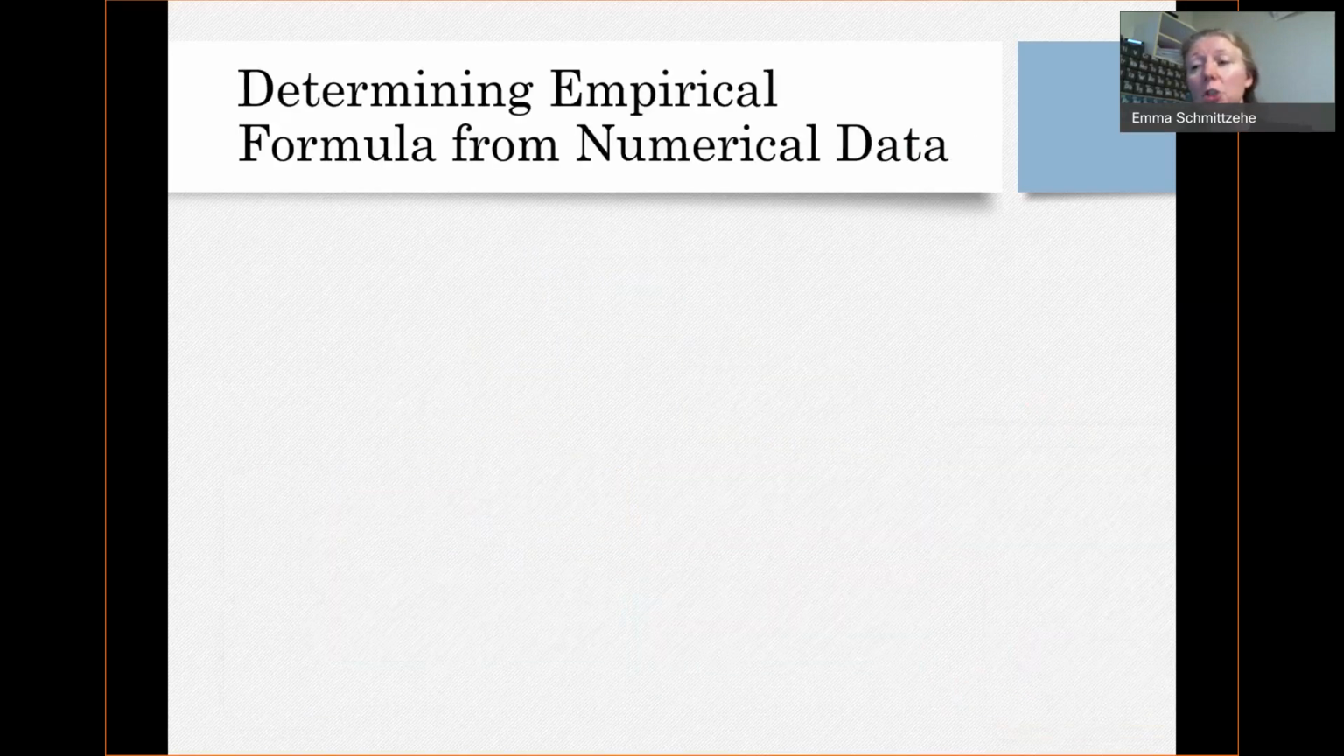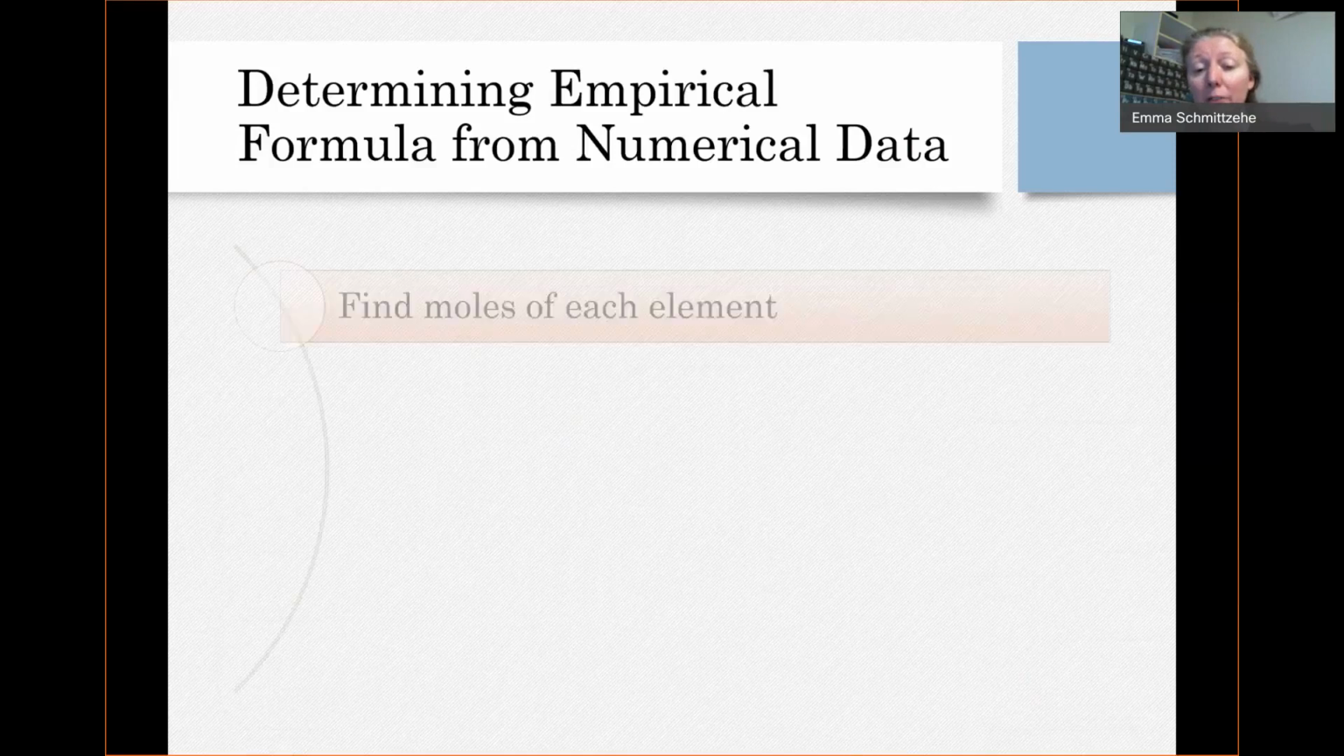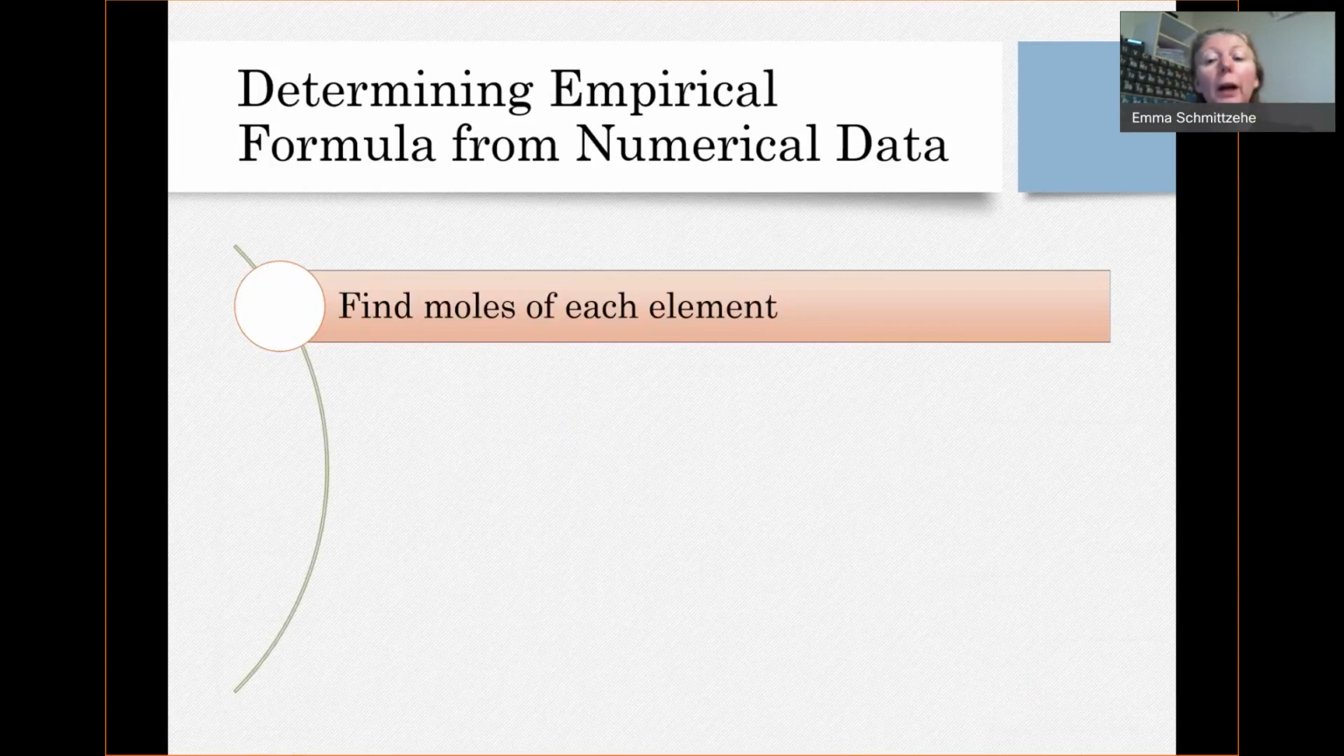So let's look at just the basic steps to give you kind of a method. Okay, so if we want to determine the empirical formula from some numerical data, there's kind of a four-step process that you always go through, okay? And step one of that process is to find the moles of each element, okay? Now, occasionally, you're directly given the moles. So if you're already told how many moles of each element are there, step one is done for you.